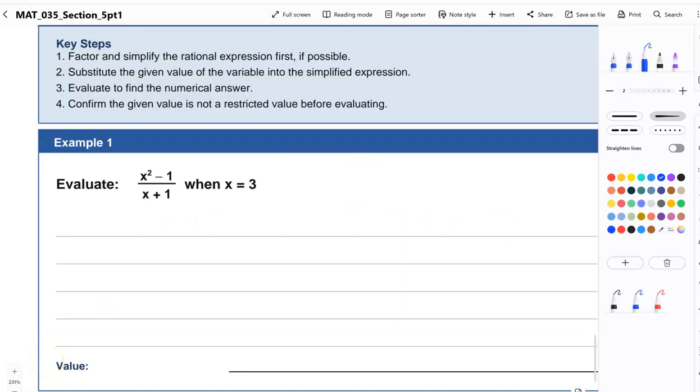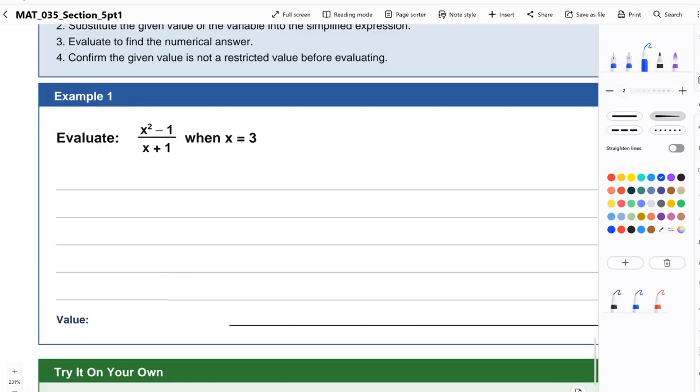So in this example, they're asking us to evaluate when x is equal to 3. So we've got a couple of options. We can plug it in at the beginning, or we could plug it in after we simplify it. I'm going to show you how they're going to both give you the same answer. So let's say we plug it in at the beginning. We've got 3 squared minus 1 over 3 plus 1. The original problem was x squared minus 1 over x plus 1, and evaluate when x is 3.